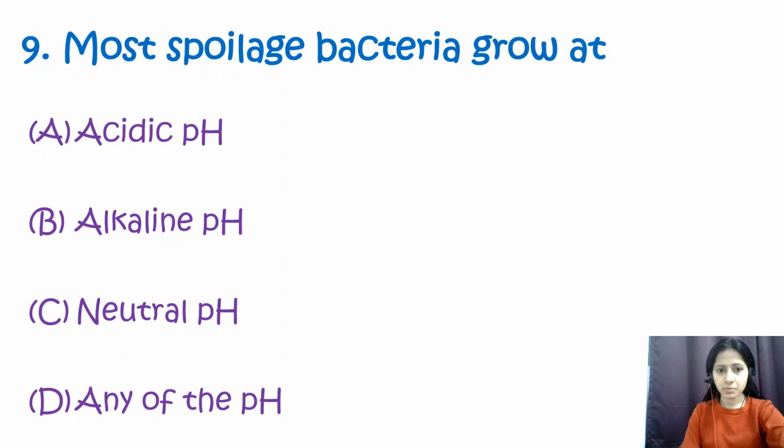Question number 9, most spoilage bacteria grow at option A, acidic pH, option B, alkaline pH, option C, neutral pH, and option D, any of the pH. So most spoilage bacteria grow at option number C, that is neutral pH. It ranges actually from pH 5 to pH 8.